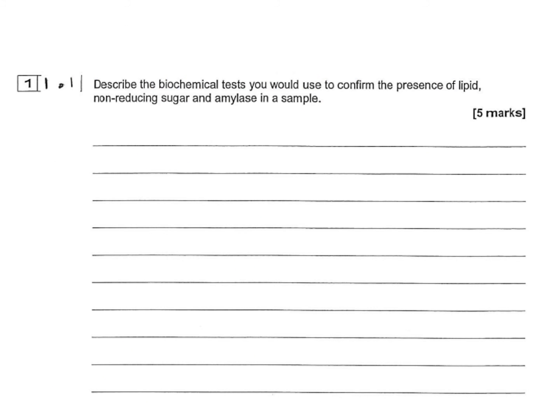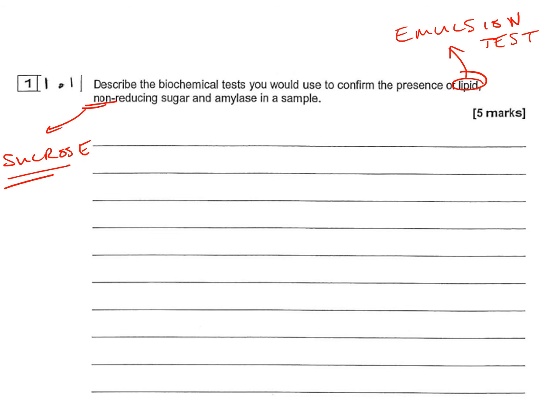Okay, so question 11.1 then, it says, describe the biochemical test you would use to confirm the presence of lipid, non-reducing sugar and amylase. So a little bit of annotation first. So lipids might be triglycerides, and we know that's the emulsion test. Emulsion test there. Now we know non-reducing sugars, the example you guys have to know is sucrose. So we need to do something to sucrose first because it's a non-reducing sugar. And then the last one is amylase. Well, we know amylase is an enzyme and therefore a protein.